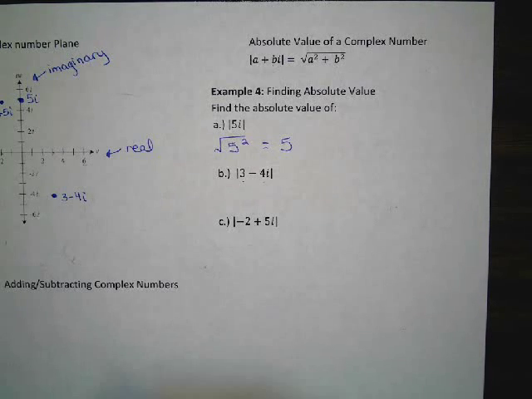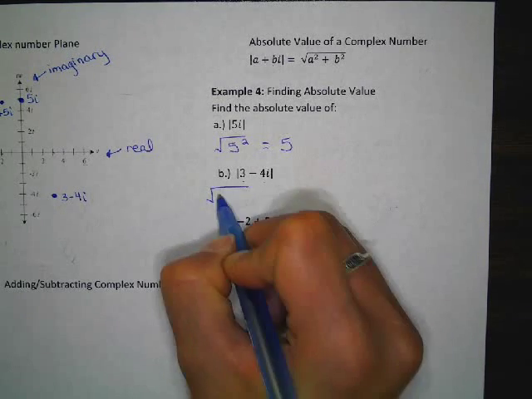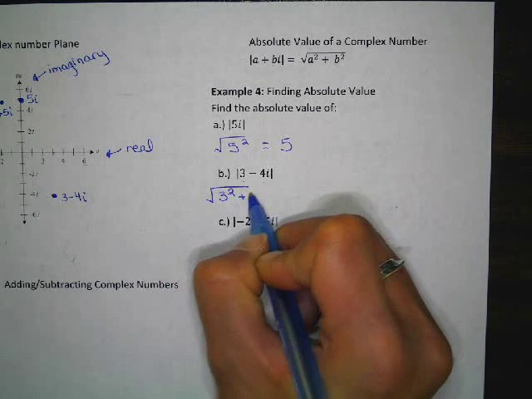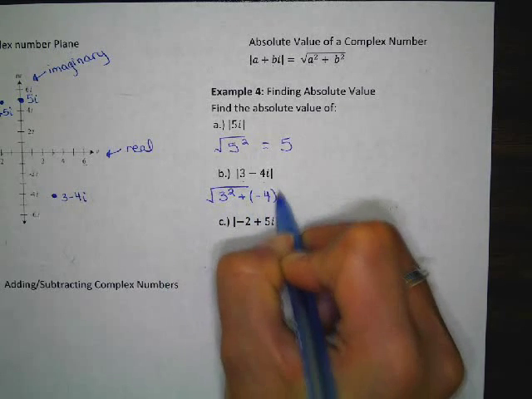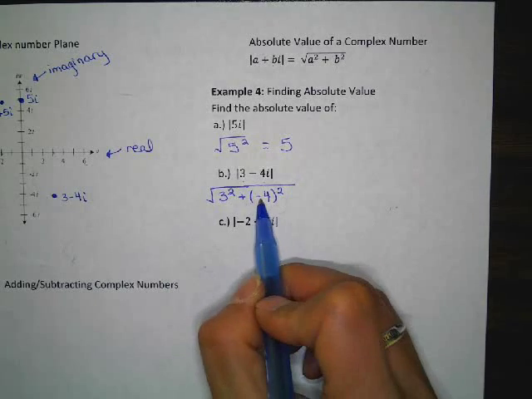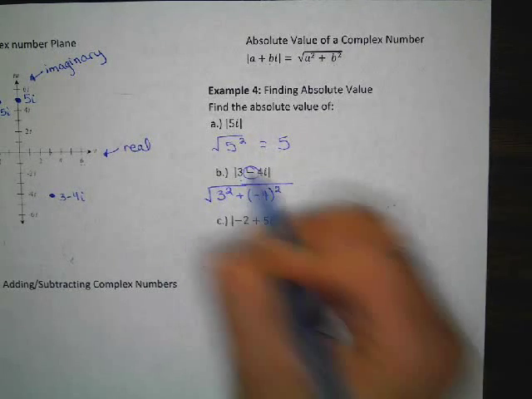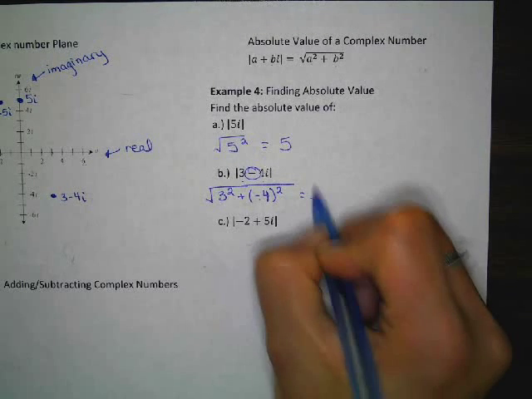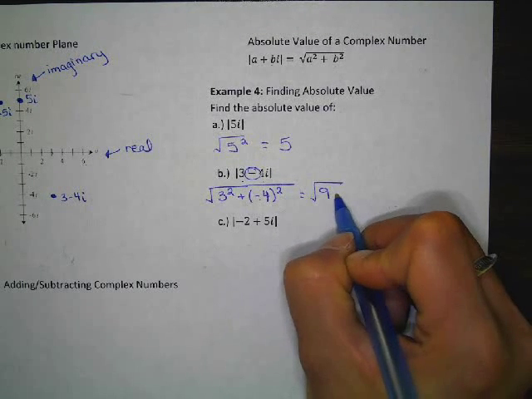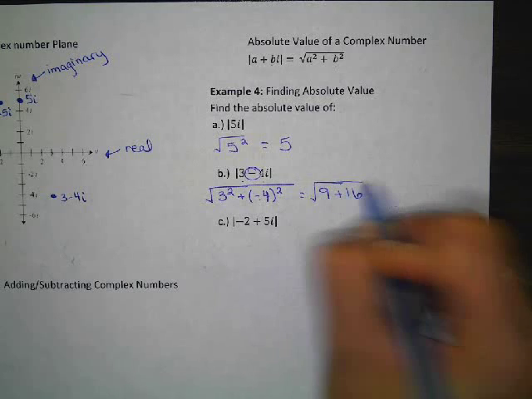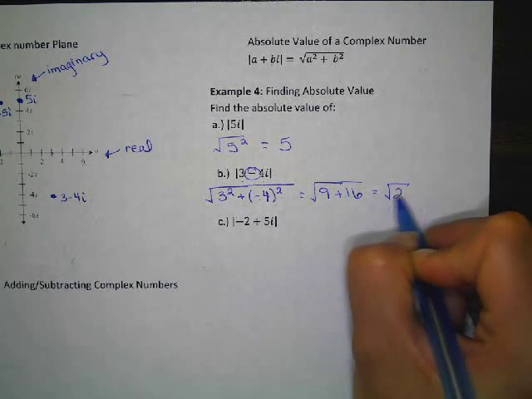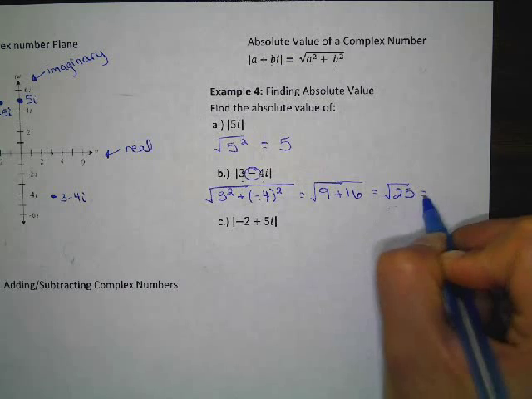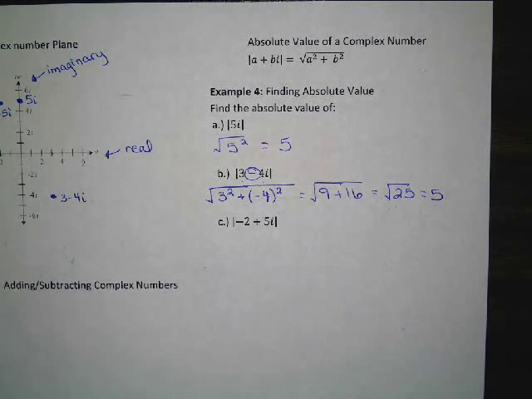Next one, 3 minus 4i. We'll take the square root of 3 squared plus negative 4 squared. The reason we have that negative 4 is because of this negative right here. So 3 squared is 9, and negative 4, that whole thing squared is 16. So 9 plus 16 gives us the square root of 25, which is 5.